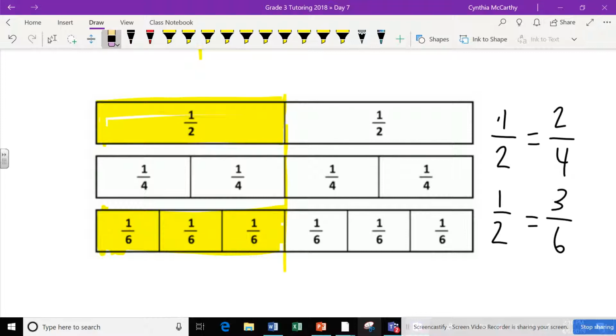You know what? I can also compare fourths and sixths. Let's take a look. If I see 2/4 and I want to find my equivalent fraction on my sixths bar, I can follow my line straight down and I can see that 2/4 is also equivalent to 3/6. I can write that just like this. 2/4 is equivalent or equal to 3/6.